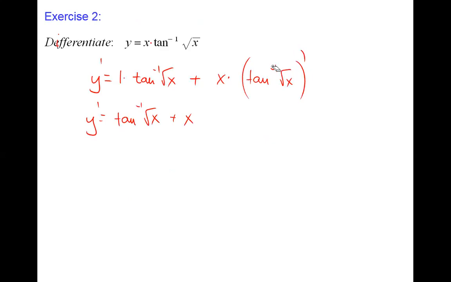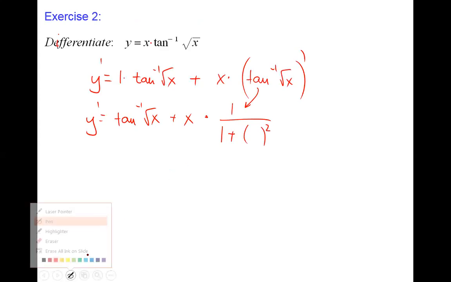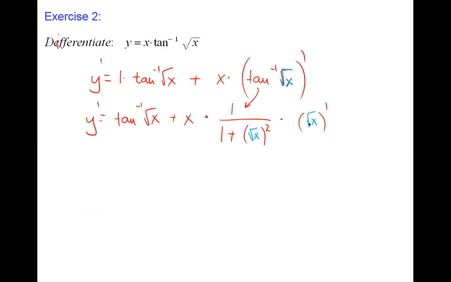What's the derivative of inverse tangent? Who can tell me this? 1 over, and what is the quantity in the denominator? Inverse tangent has 1 plus quantity squared. And this quantity is that input. That means the derivative of inverse tangent is 1 over 1 plus quantity squared times the derivative of this quantity, because that's another chain. I mean, that's the chain rule.